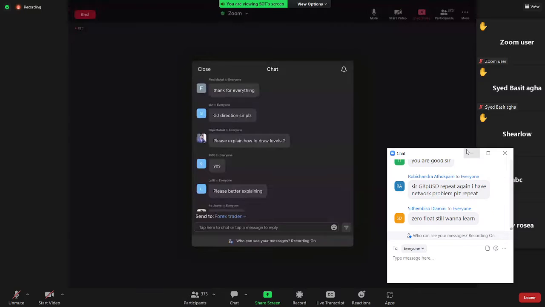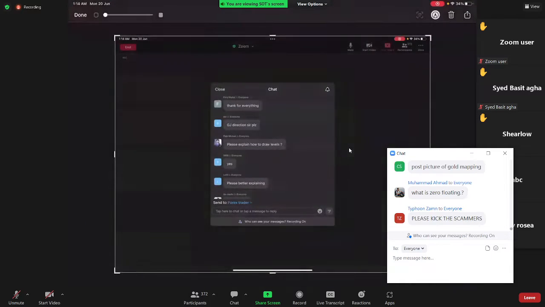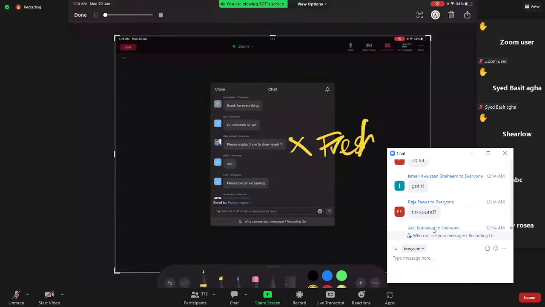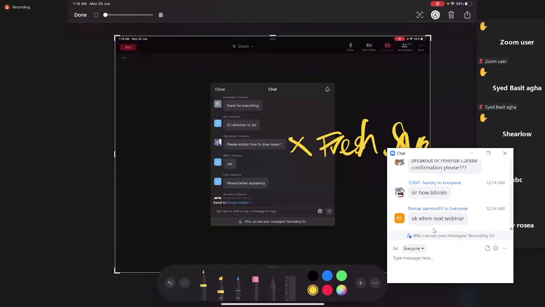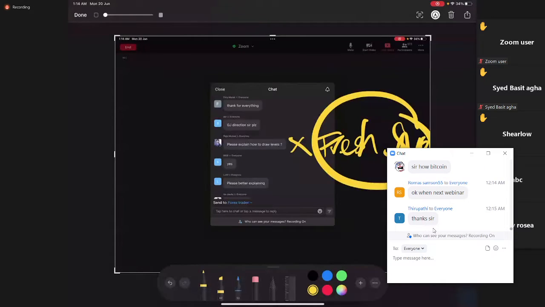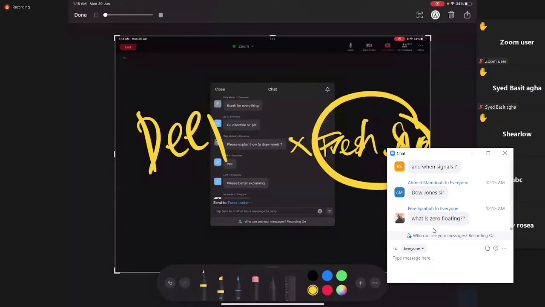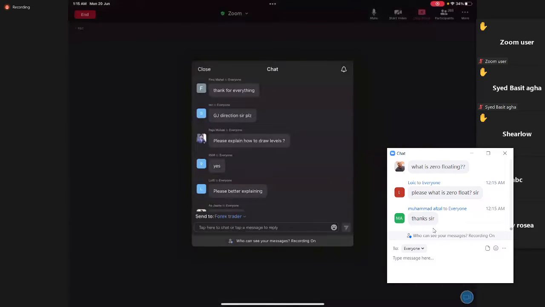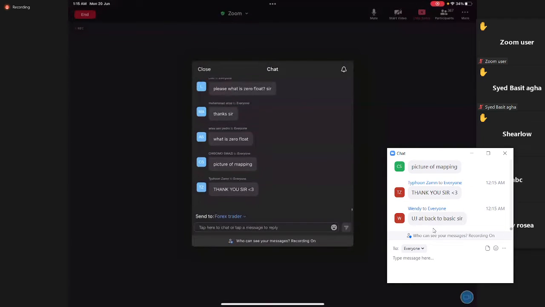Please explain. Okay, sorry, not today. I will explain at back to basic only. How I mark zone, how entry, how to get zone, how to find direction, how to find fresh resistance. Actually, fresh S and R. This is deep analysis. I will not share in public. Just for back to basic group, I will explain.